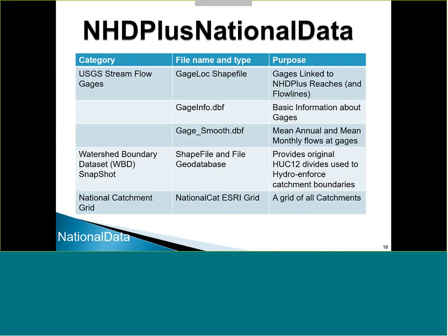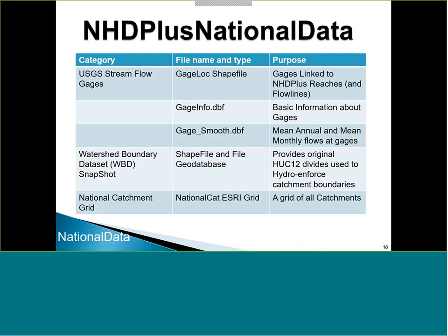So the NHDPlus is all about rivers and waters and streams, and the flow is fundamental to that. So in the national data set, we have this group of data about the national set of stream gauges. It's got a shapefile of the location. It's got some information about that, and also mean annual flows at the gauges.